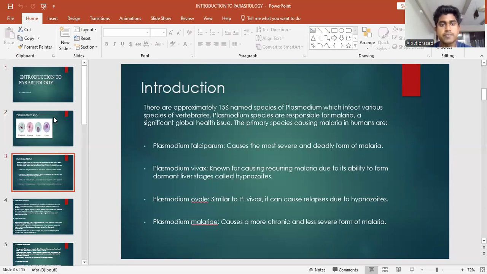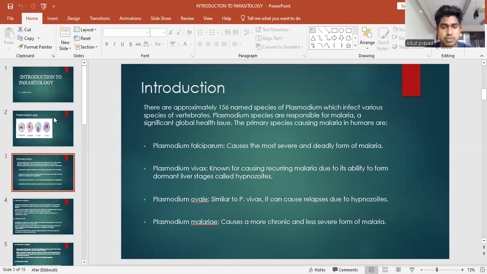So let's start off. Introduction. There are approximately 156 named species of Plasmodium, which infect various vertebrates. These Plasmodium species are the ones responsible for malaria, which is a significant global health issue. The primary species causing malaria in humans are the four types, which I have already discussed. So let's learn about what disease it causes.